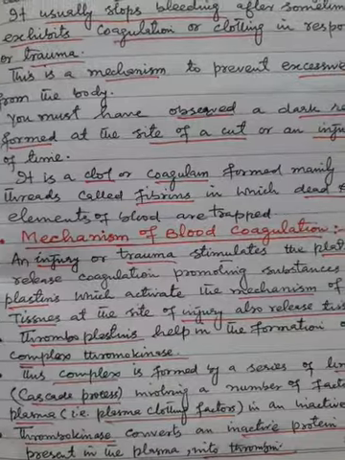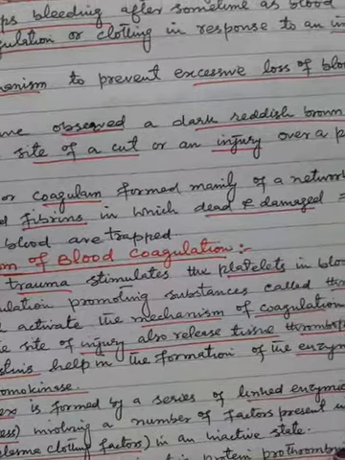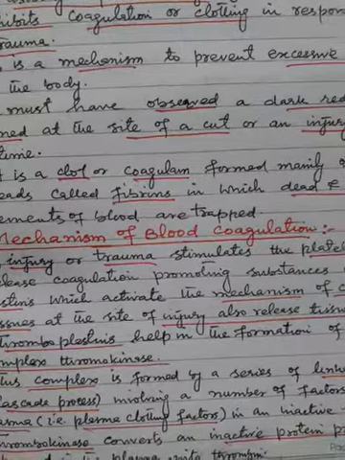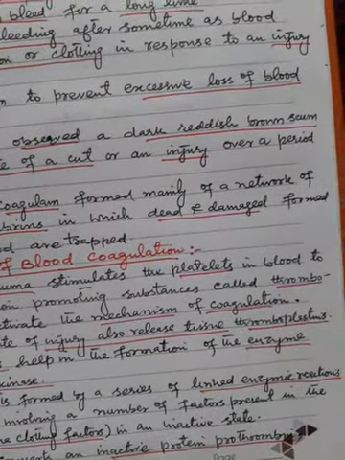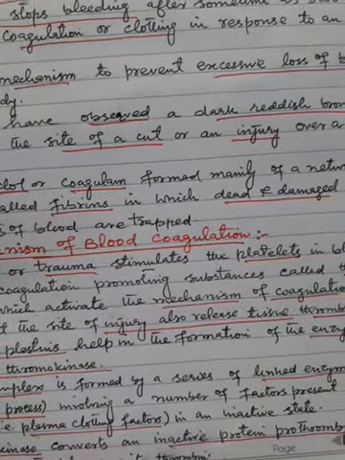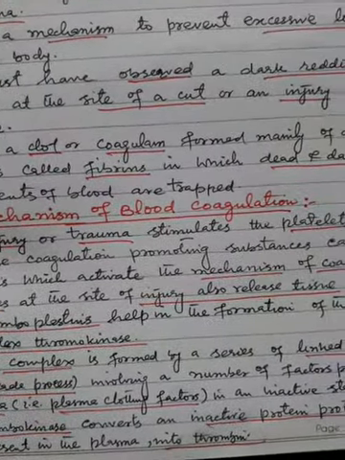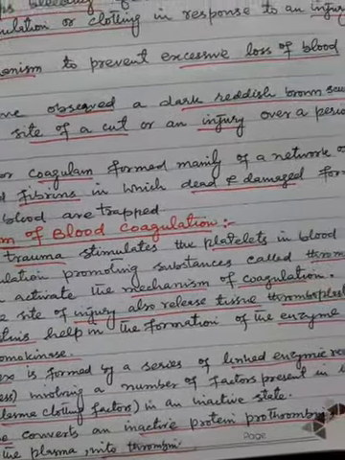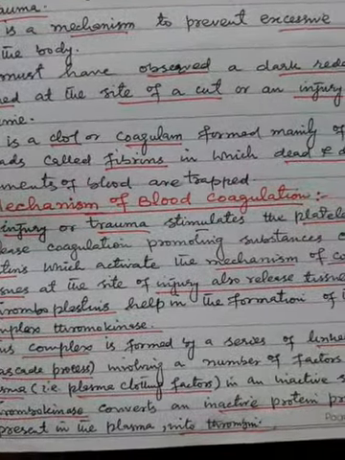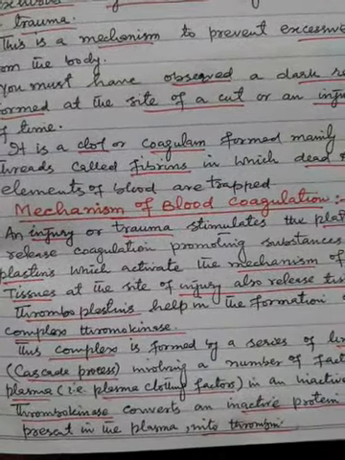Now, the mechanism of blood coagulation. An injury or trauma stimulates the platelets in blood to release coagulation promoting substances called thromboplastins, which activate the mechanism of coagulation. Tissues at the site of injury also release tissue thromboplastins. Thromboplastins help in the formation of the enzyme complex thrombokinase.